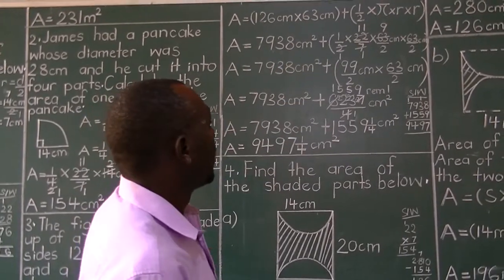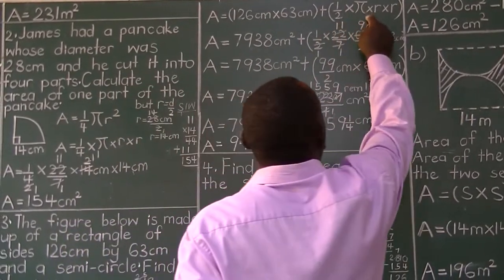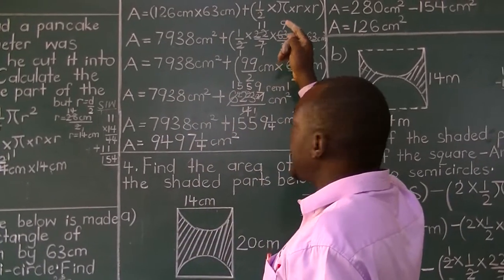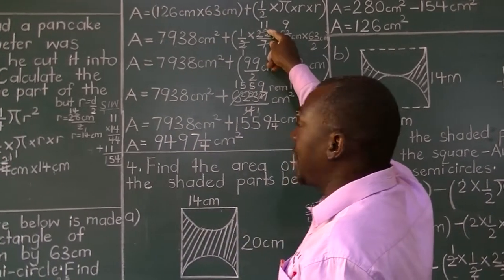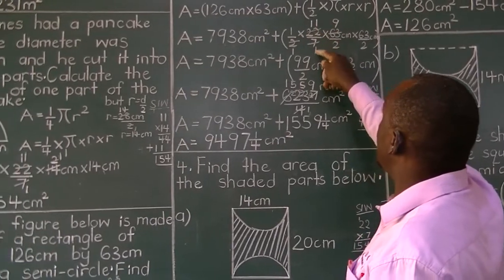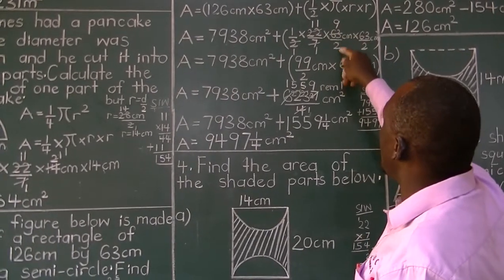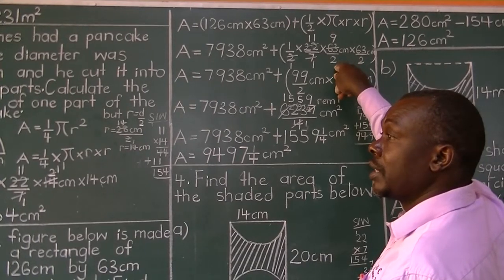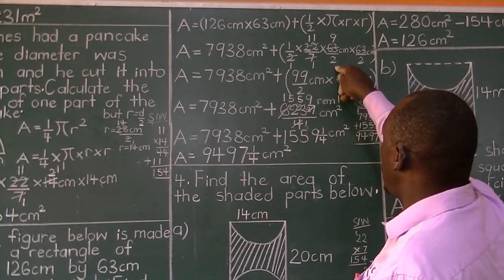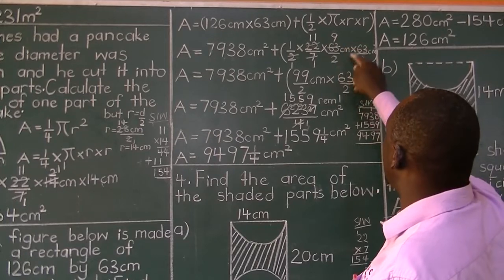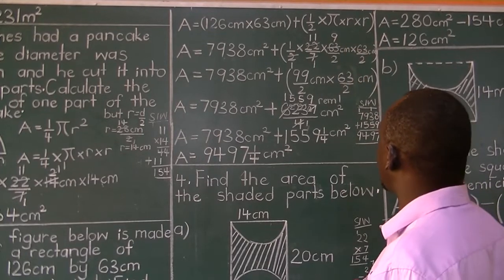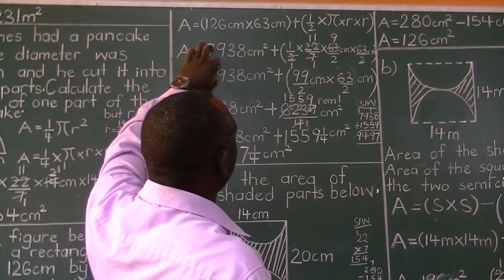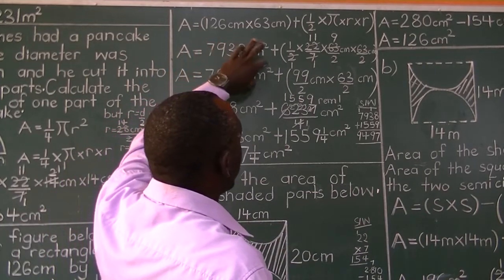Then here substitution, a half. Then 63 being a multiple of 7, we opt for 22 out of 7 for pi. So a half times 22 out of 7 times 63 out of 2. Why out of 2? Because it was diameter. When diameter is divided by 2, you get the radius. So 63 centimeters divided by 2 times another radius of 63 centimeters divided by 2. Then still go down. Here area equals 7,938 centimeters squared.